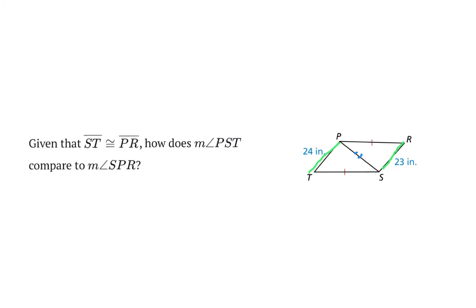How does the measure of angle PST, that's this angle, compare to the measure of angle SPR, that's this angle? We would say that the measure of angle PST is greater than the measure of angle SPR because PT is larger than RS. So kind of, again, making sense. The diagram's a little misleading because it almost looks like those are 2 congruent triangles, but they give us the measurements, so not congruent.